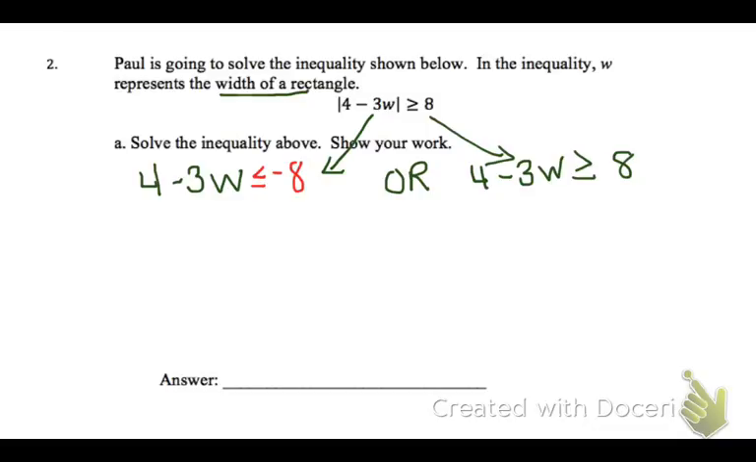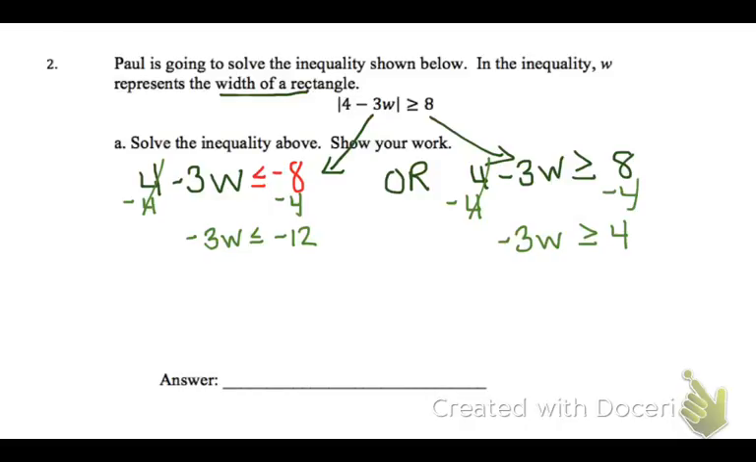From this point, we're going to solve both inequalities. The steps for solving are going to be very much alike. So I'm going to start by undoing addition or subtraction, which means I subtract 4 from both sides, which gives me -3W is less than or equal to -12. Do the same thing on the one on the right. I subtract 4, which gives me -3W is greater than or equal to 4.